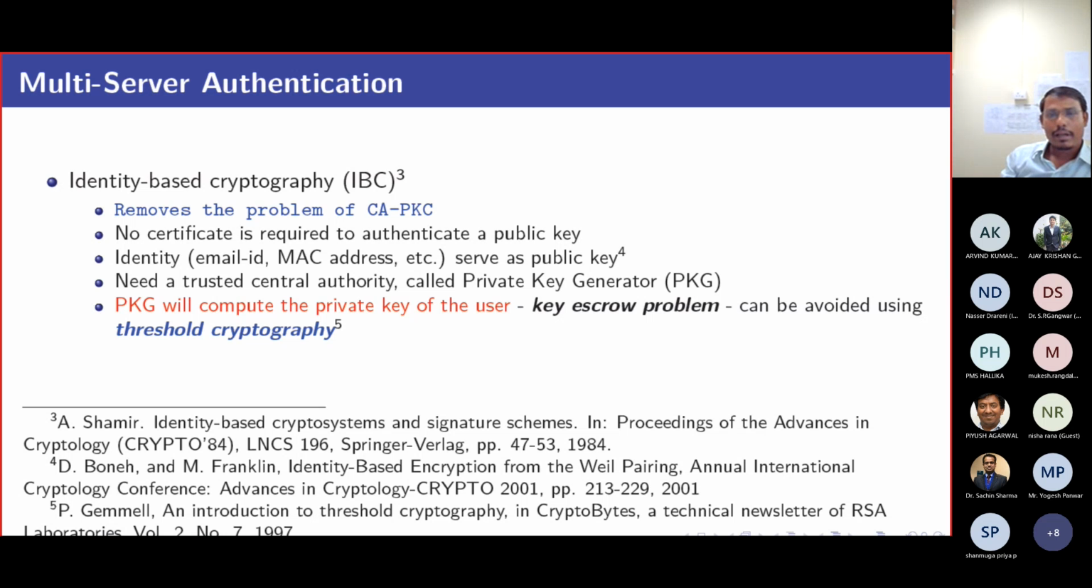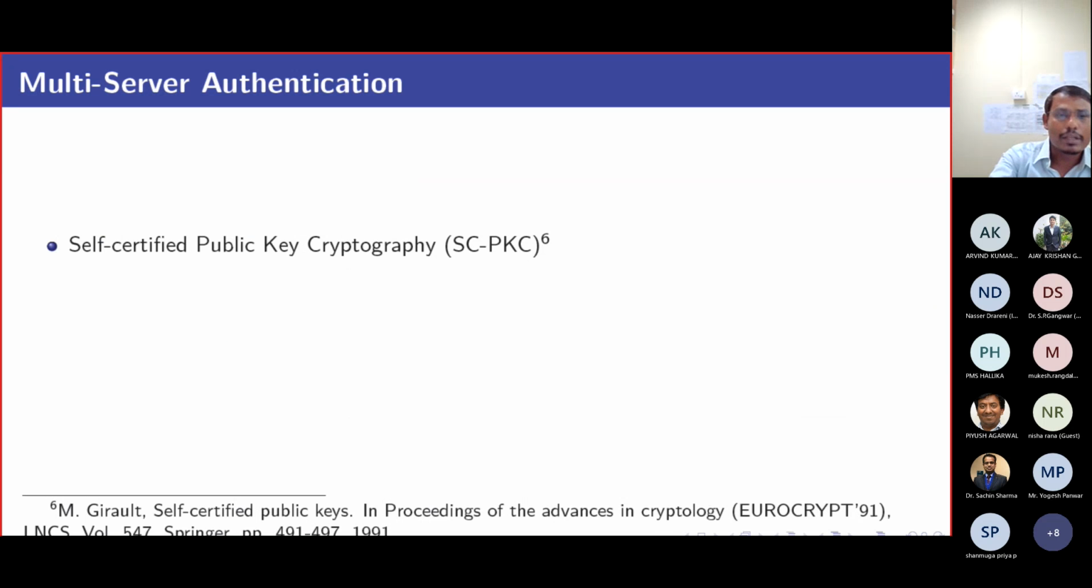So out of 10, if at least 8 PKGs are compromised, then only they can recover the actual private key, otherwise not. Here we assume that the compromise of 8 or more PKGs is difficult, right? This is why you can also overcome the key escrow problem, but this is also a genuine problem. So that is why people will follow self-certified public key cryptography or certificate-less public key cryptography.